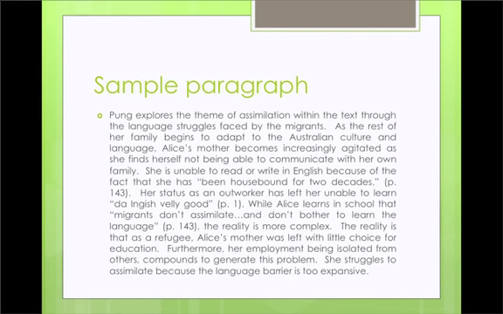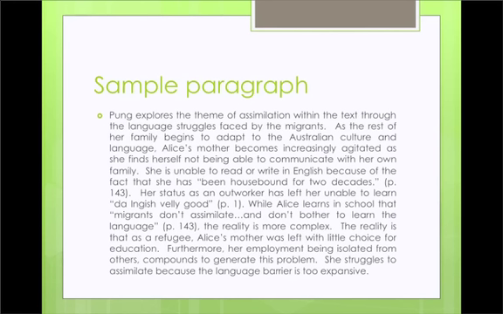Pung explores the theme of assimilation within the text through the language struggles faced by migrants. As the rest of her family begins to adapt to the Australian culture and language, Alice's mother becomes increasingly agitated as she finds herself not being able to communicate with her own family. She is unable to read or write in English because of the fact that she has been housebound for 2 decades. Her status as an outworker has left her unable to learn the English very well.